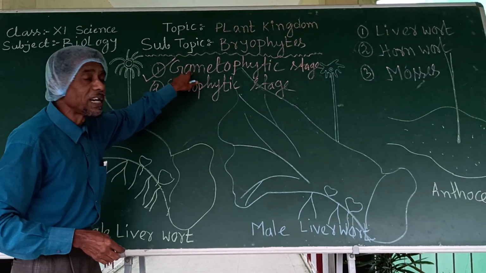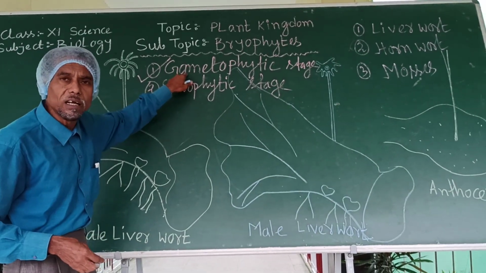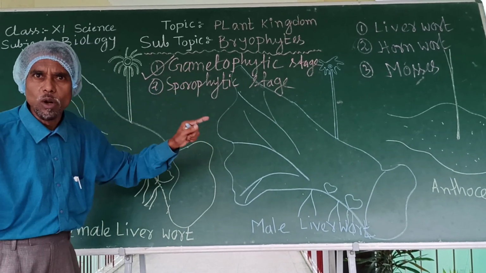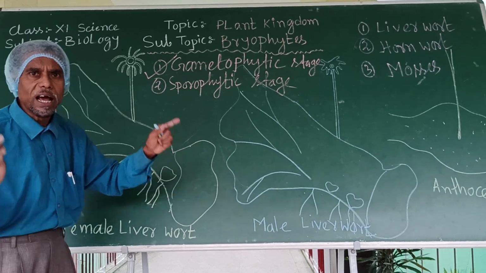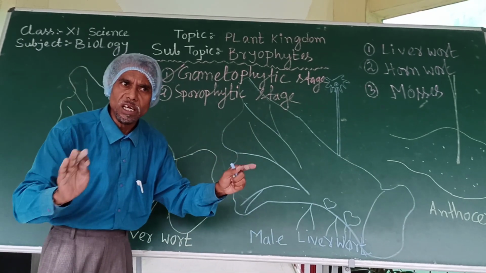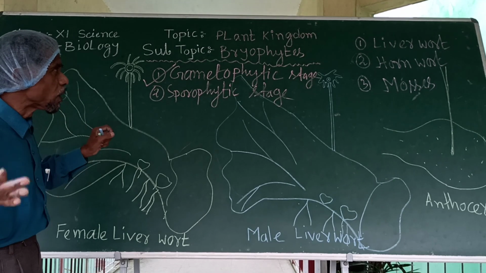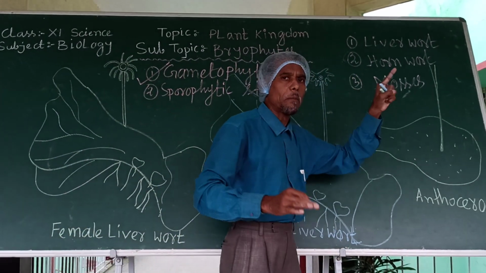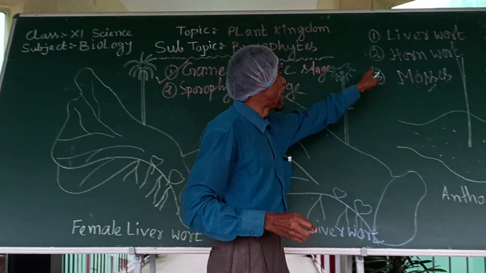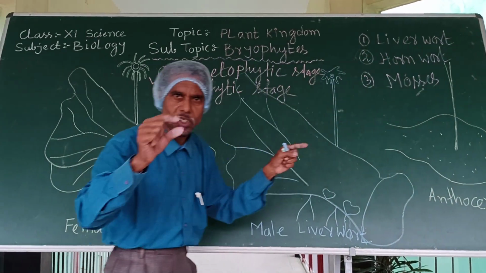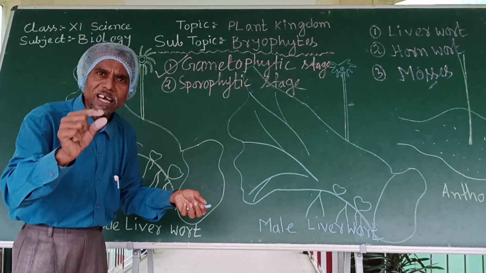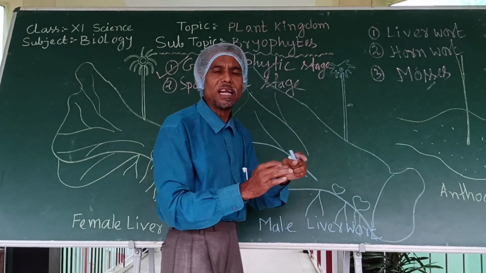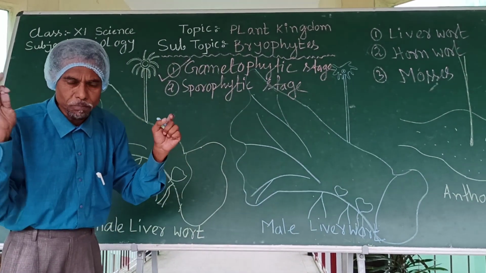So the gametophyte is the photosynthetic, haploid, multicellular body. Now, one more difference I will tell you. Among liverwort, hornwort and mosses, in the case of hornwort each cell has a single chloroplast, but in the case of liverwort and mosses, you can see multiple chloroplasts.